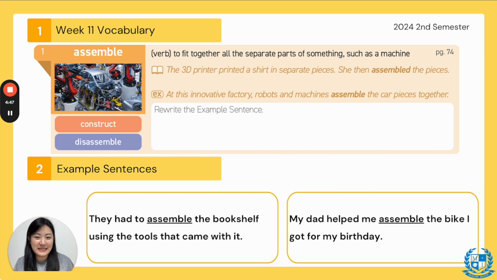Next one, it says, my dad helped me assemble the bike that I got for my birthday. Again, you can probably buy a bike that's already made. But then some people who like to be tool savvy and make things, they can assemble their own bicycle. Very good. Everyone say assemble.